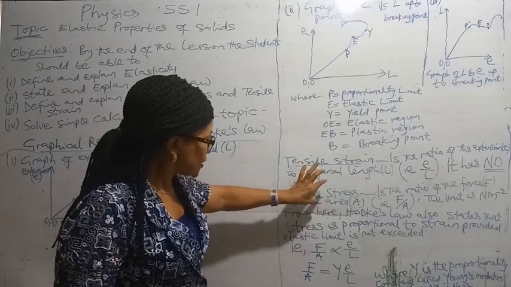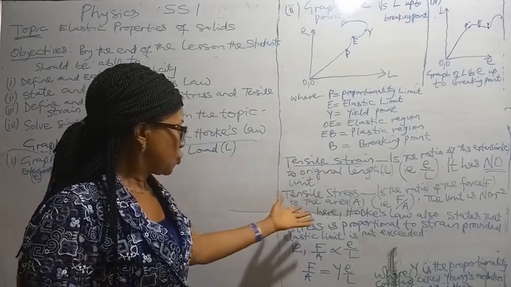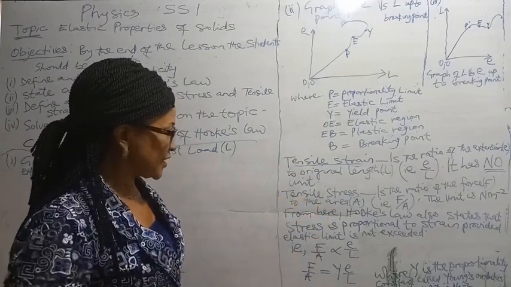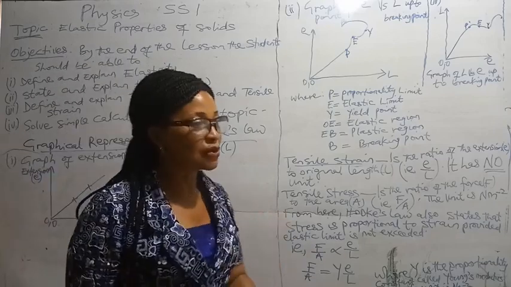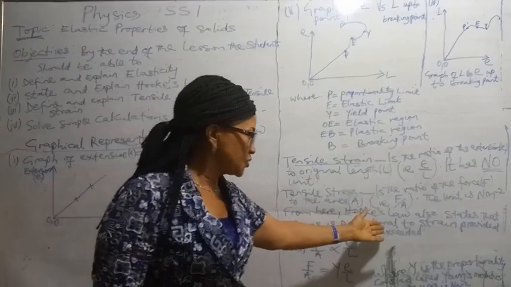Now from this very stress and the strain, Hooke's law can be restated in another version, which means if you are stating Hooke's law, you can either use the first one or you can use this second one.